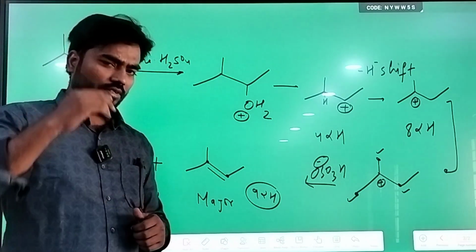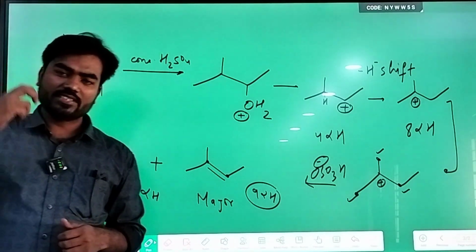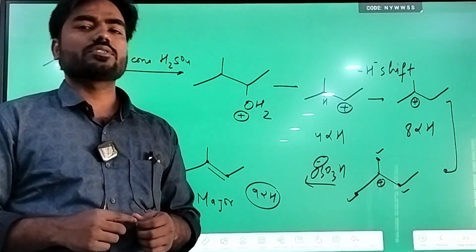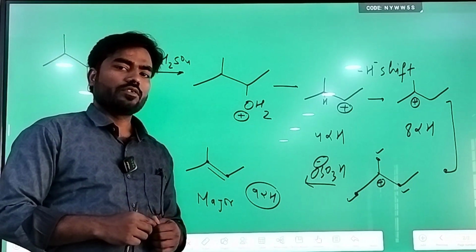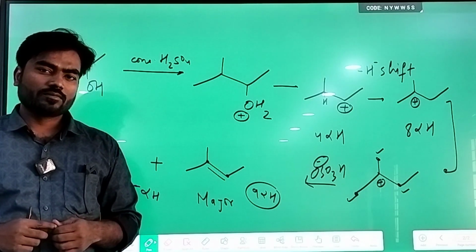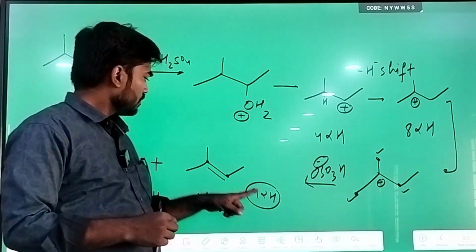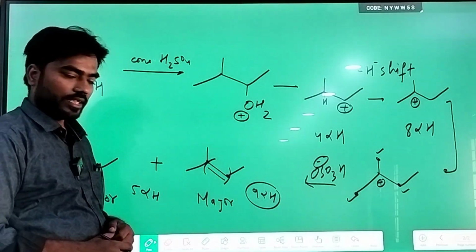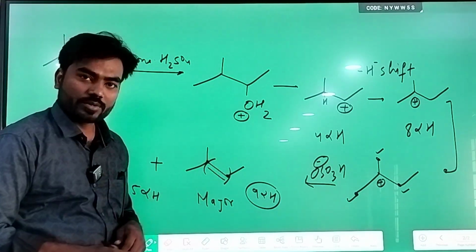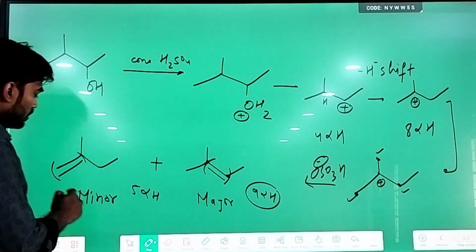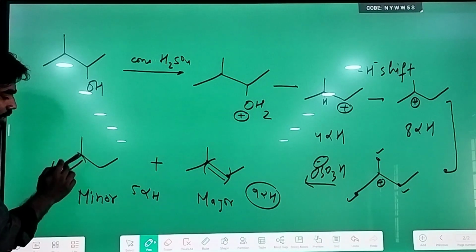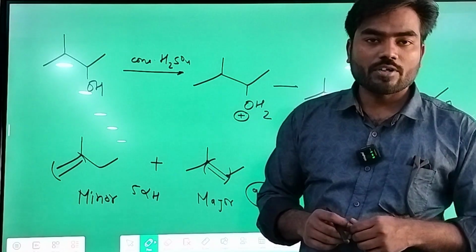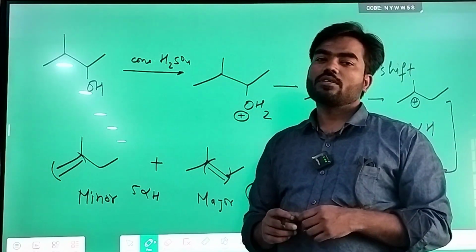What has Saytzeff rule told us? Saytzeff stated that the most substituted alkene will be more stable. What does it mean? See this alkene. This alkene has 1, 2 and 3 alkyl groups, while this alkene has only 2 alkyl groups. So the major product will be the Saytzeff product.